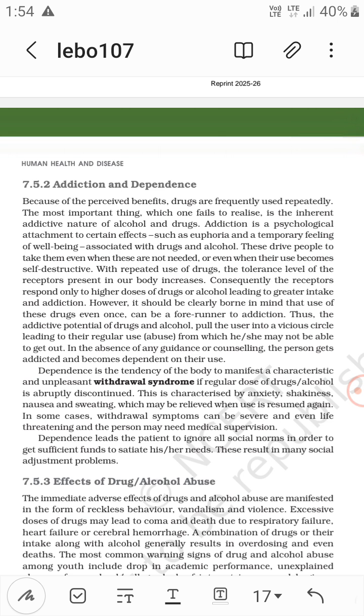Dependence is a tendency of the body to manifest a characteristic, unpleasant withdrawal syndrome if the regular dose of drugs or alcohol is abruptly discontinued. This is characterized by anxiety, shakiness, nausea, sweating, which may be relieved when use is resumed again.